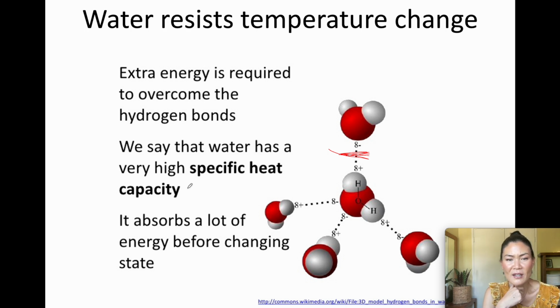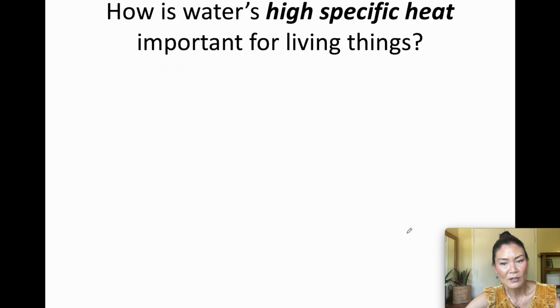So we say that water has a very high specific heat capacity. You guys, that just means that water has a high capacity to absorb energy before it changes temperature, before changing state. When I say state, I mean from liquid to gas. Once the hydrogen bonds are broken, then it can turn into a gas. So water resists temperature change. It has a very high specific heat capacity. It can absorb a lot of heat energy before changing temperature when compared to other liquids.